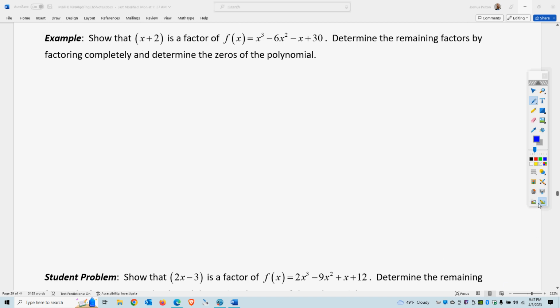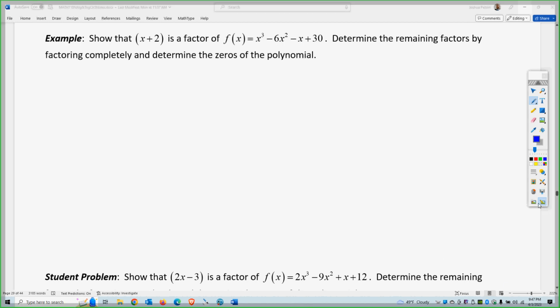I'm going to do the same problem here twice, once with synthetic division and once with regular long division. So I'm saying x plus 2 is a factor of this cubic, not a trinomial. So I'm going to do long division, so x plus 2 is going to divide into x to the third power minus 6x squared minus x plus 30. So x squared times x is x to the third. X squared times 2 is plus 2x squared.